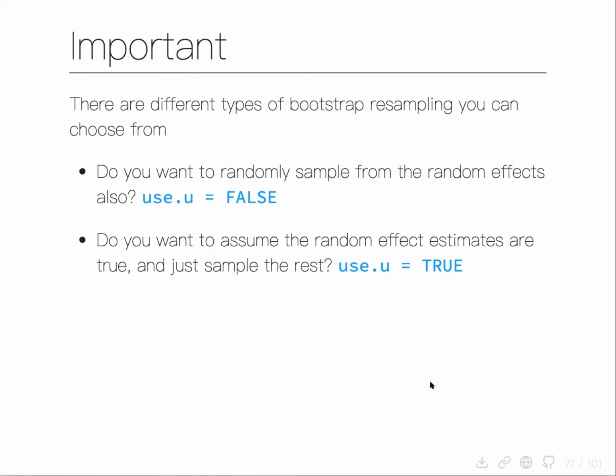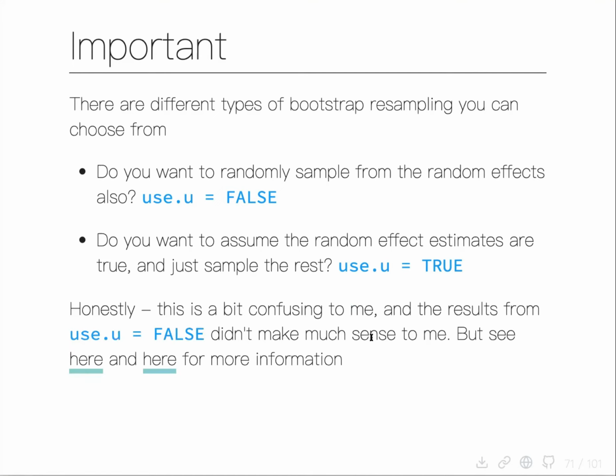Okay. So the use.u part. If you want to randomly sample from the random effects also, then you use use.u equals false. I used use.u equals true. The reason is because, like others that I found online, I could not get it to be anything other than nonsensical. Each of those three students had huge intervals and they were identical, essentially. Okay. And what I want is to randomly sample from the random effect for that student, right? Which is different than what it was doing; it seemed like it was ignoring the random effects altogether. So this is confusing to me, as I say here.